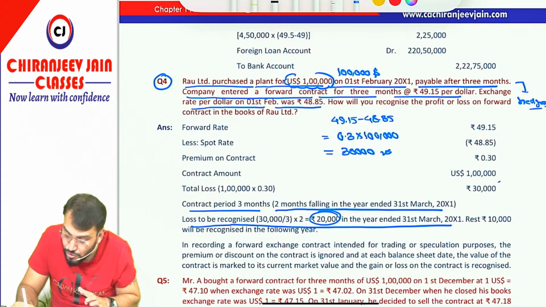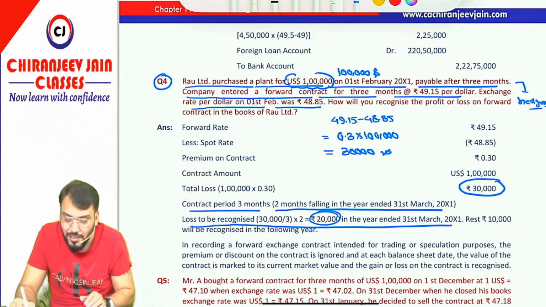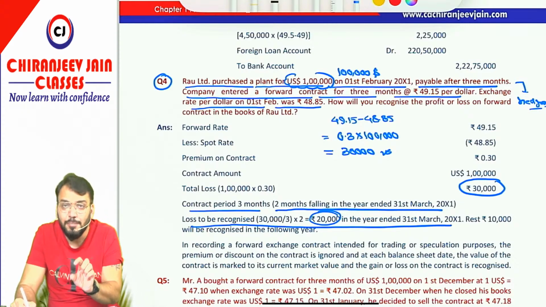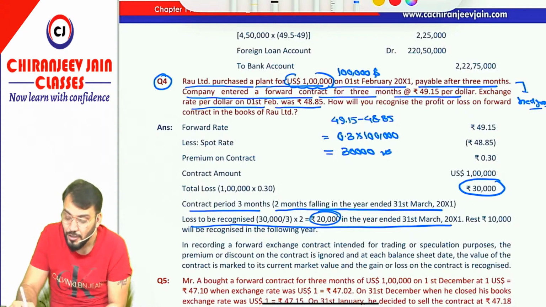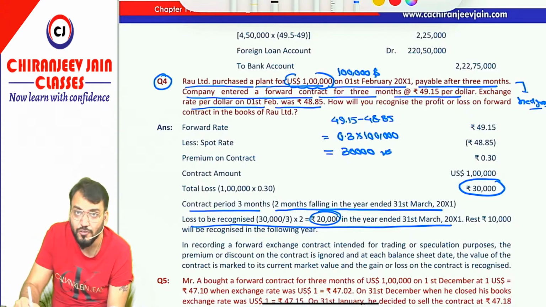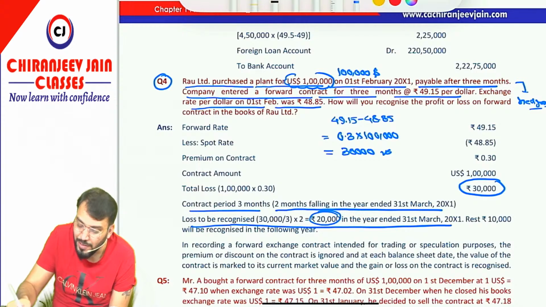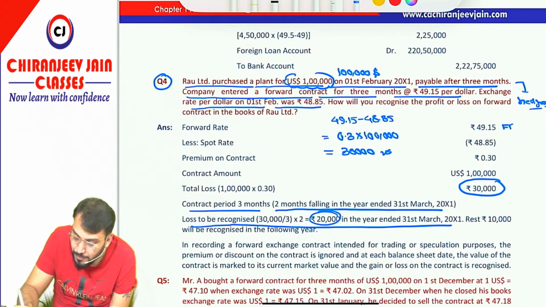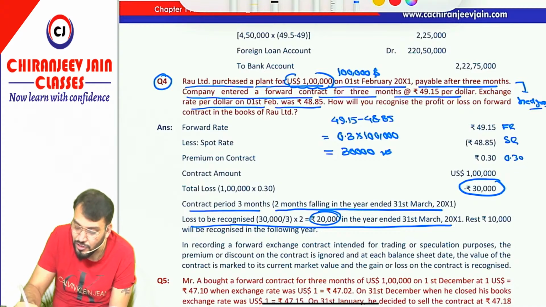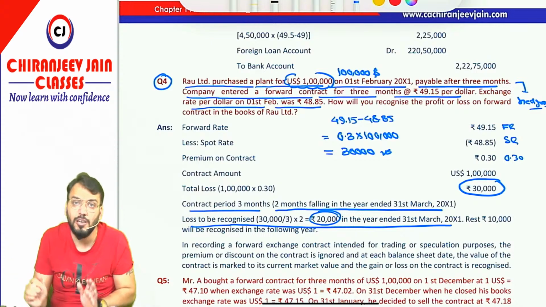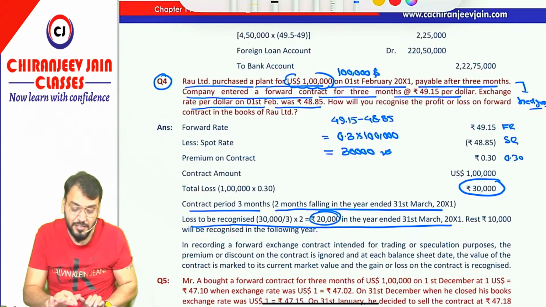So this is known as total loss. Total loss is nothing but premium on contract multiplied by the foreign currency units, means 1 lakh dollar. So you need to find out the total loss. Premium on contract is nothing but forward rate minus spot rate. That will come 0.30. 0.30 into 1 lakh will come 30,000. This needs to be amortized during the life of the contract. Understood? This is the first question.